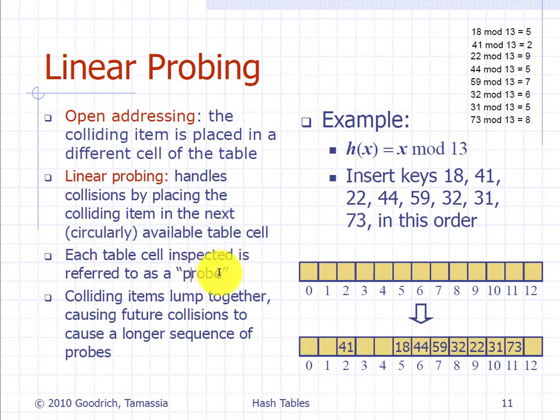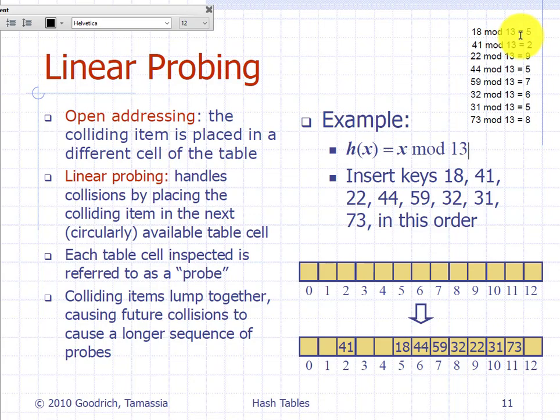So let's look at an example. Here's our hash function: h(x) = x mod 13. We're inserting the keys 18, 41, 22, 44, 59, 32, 31, 73 in this order. Let's start with 18. I've written it down here at the top for you so you can have a look. 18 mod 13 is equal to 5. You could use your calculator if you want, or you could just find out what the remainder is. If 13 divides 18, you'll have a remainder of 5. You could do long division if you like, but I think it'll be better if you just take your calculator with you.